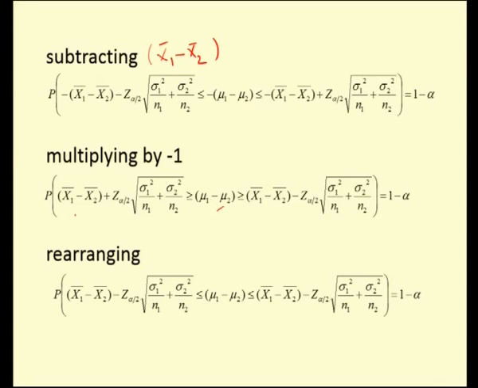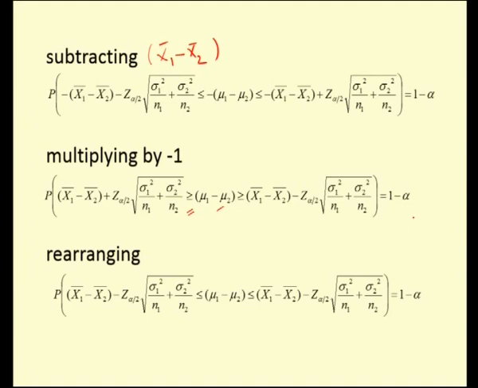Therefore, you will have x1 bar minus x2 bar plus z alpha by 2 into square root of sigma 1 squared by n1 plus sigma 2 squared by n2, which is greater than or equal to mu1 minus mu2, which is greater than or equal to x1 bar minus x2 bar minus z alpha by 2 square root of sigma 1 squared by n1 plus sigma 2 squared by n2, which is equal to 1 minus alpha.